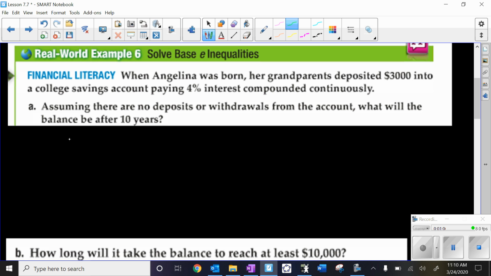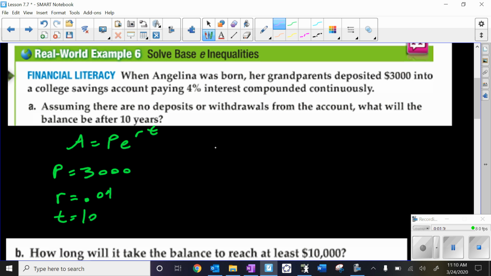So we're going to use this formula. A is what we're solving for this time. P, that was our initial amount that we're investing, which in this case is $3,000. R is your rate. So if I'm dealing with 4%, I need to convert that to a decimal. That is 0.04. And I want to know how much am I going to have after 10 years. So t is 10.